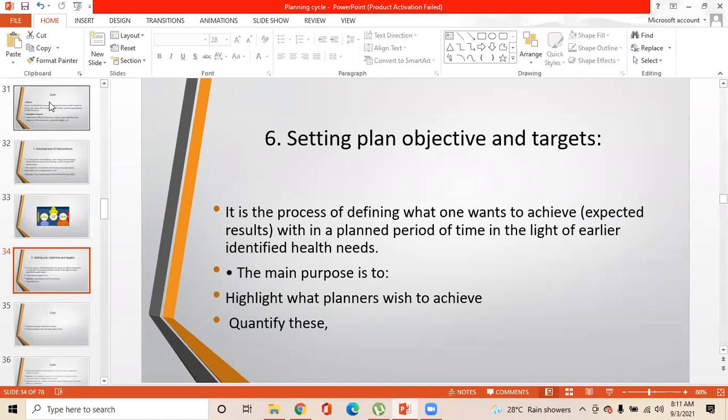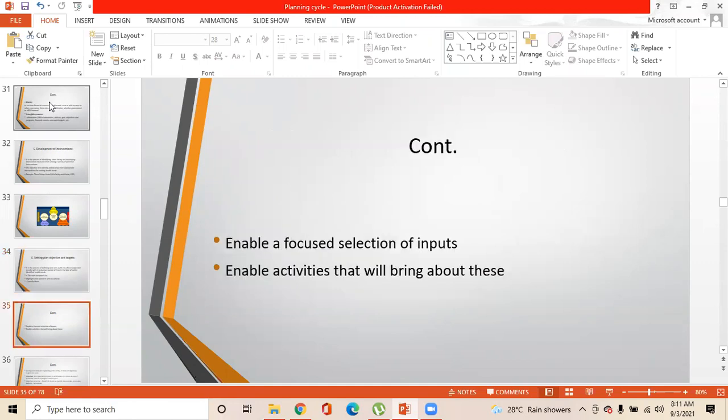Setting plan, objectives, and targets. This is the sixth step. It is the process of defining what one wants to achieve, that is expected results, within a planned period of time in the light of earlier identified health needs. The main purpose is to highlight what planners wish to achieve, quantify these, enable a focused selection of inputs, and enable activities that will bring about these.